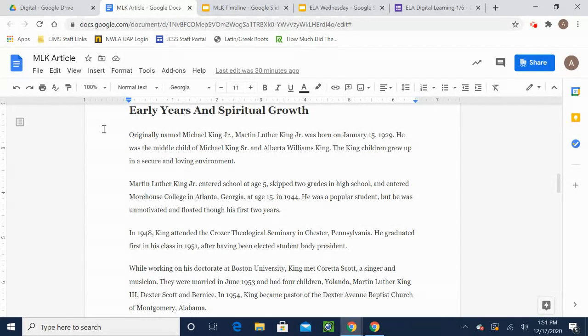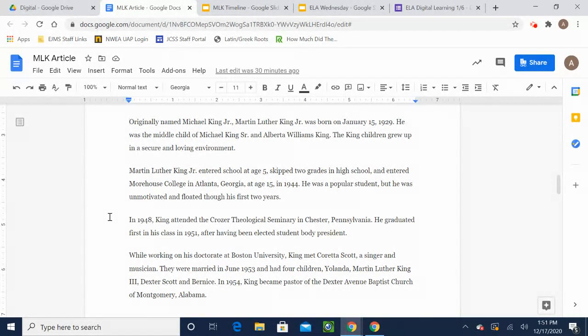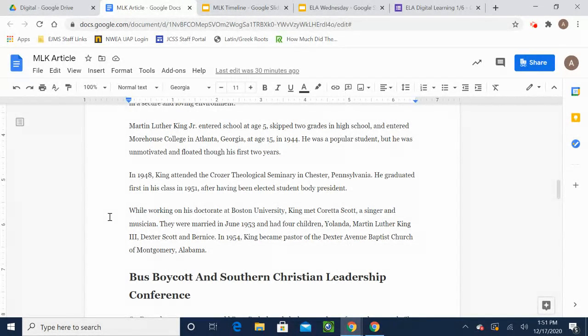Early Years in Spiritual Growth. Originally named Michael King Jr., Martin Luther King Jr. was born on January 15, 1929. He was the middle child of Michael King Sr. and Alberta Williams King. The King children grew up in a secure and loving environment. Martin Luther King Jr. entered school at age 5, skipped 2 grades in high school, and entered Morehouse College in Atlanta, Georgia, at age 15 in 1944. He was a popular student, but he was unmotivated and floated through his first 2 years. In 1948, King attended the Crozer Theological Seminary in Chester, Pennsylvania. He graduated first in his class in 1951 after having been elected student body president.